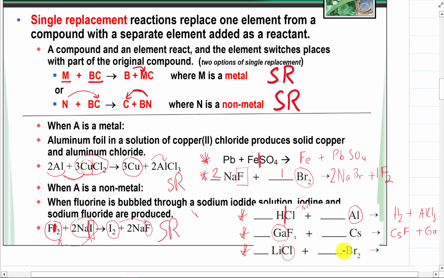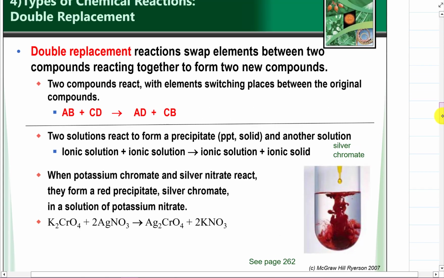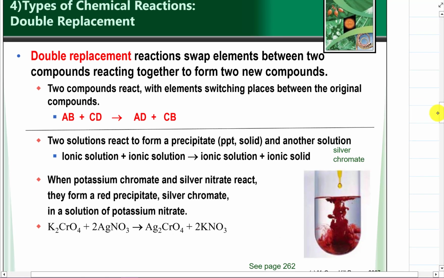The Br replaces the Cl here. So that's our third of the 3. Double replacement, our fourth type.